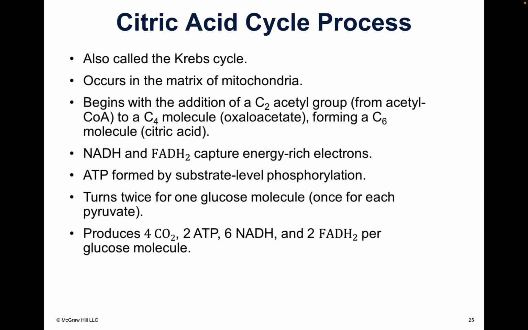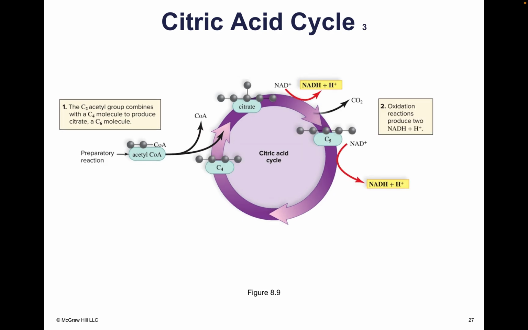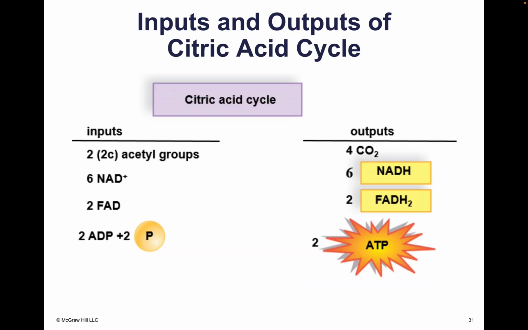NADH and FADH2 capture energy electrons. ATP is formed by substrate-level phosphorylation. It turns twice for one glucose molecule, once for each pyruvate. Ultimately, the citric acid cycle produces 4 CO2, 2 ATP, 6 NADH, and 2 FADH2 per glucose molecule. That's the takeaway of the slide, that last bullet point of what the citric acid cycle puts out. This is the citric acid cycle, but like I said, I'm going to find you a video that explains it much better. And there's the ins and outs of that.